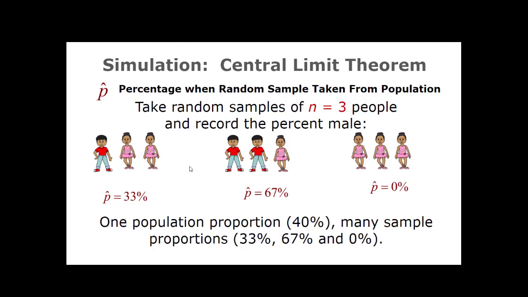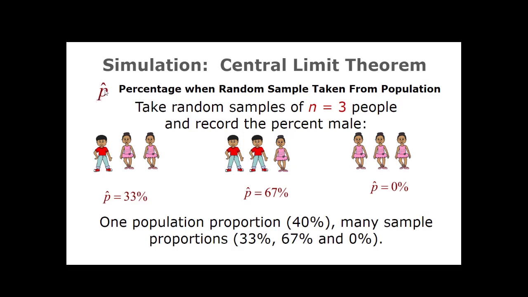Well, if I were to draw a random sample from my population, let's say that I decide that I'm going to take random samples of 3 of the 5 children. So of those 5 children, I'm going to pretend to put their names or pictures in a bag, and then do a random sample of 3. And I record the percent of the draws that are male. Well, there's only really 3 possibilities here. I can draw a boy and 2 girls, I can draw 2 boys and a girl, or I can draw 3 girls.